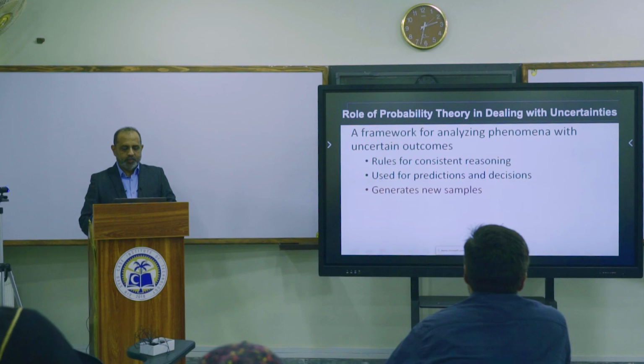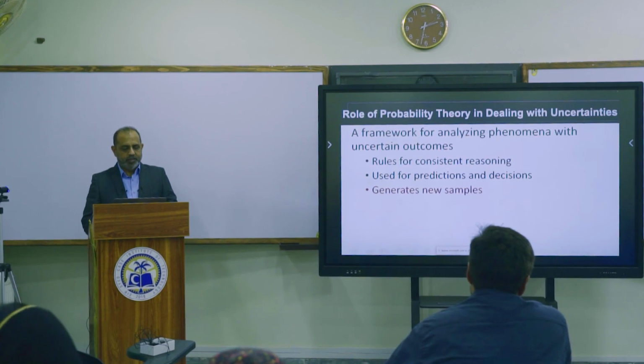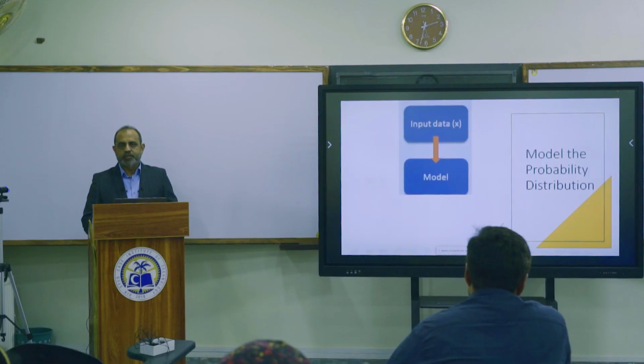So probability is primarily the framework for dealing with uncertainties, because it gives you rules for consistent reasoning, and you can use it for prediction and decisions, and you can also generate new samples.